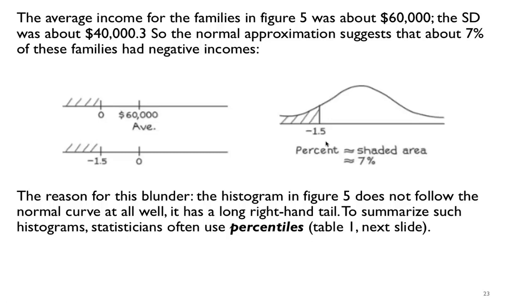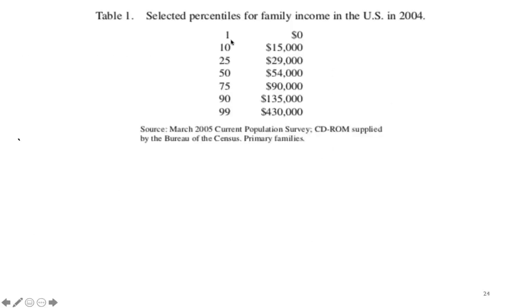We use something called percentiles. A better table is a percentile table like this, where, for example, this 10 represents the 10th percentile, and that means that if your income is 15,000, then your income is higher than 10% of the population. If your income is 54,000, then your income is higher than 50% of the population. By the way, 50% means that you're right in the middle. 54,000 here would be the median, from the last lecture. If your income is 135,000, your income is higher than 90% of the population. Again, this is income back in 2004.